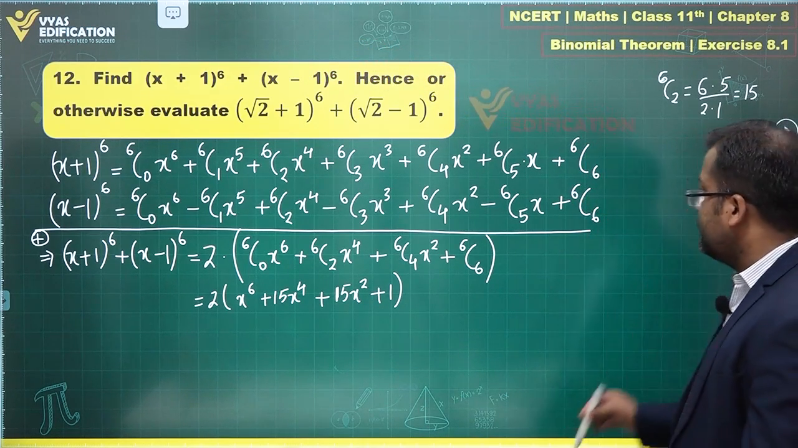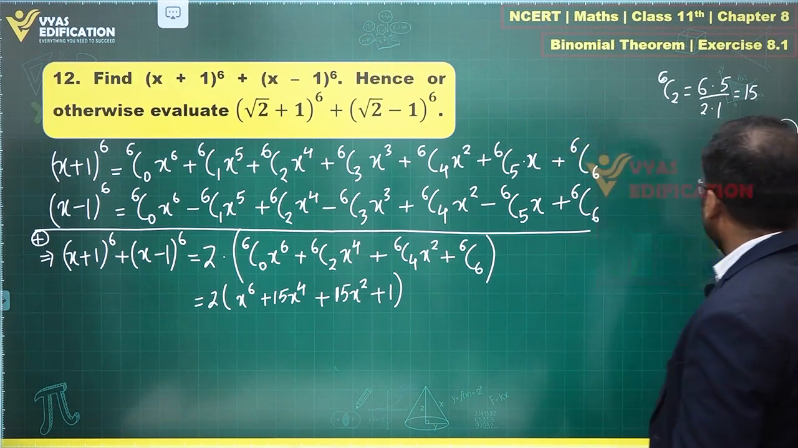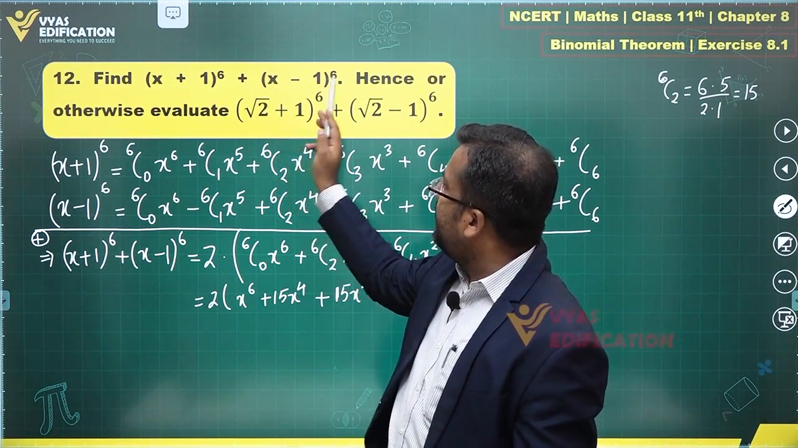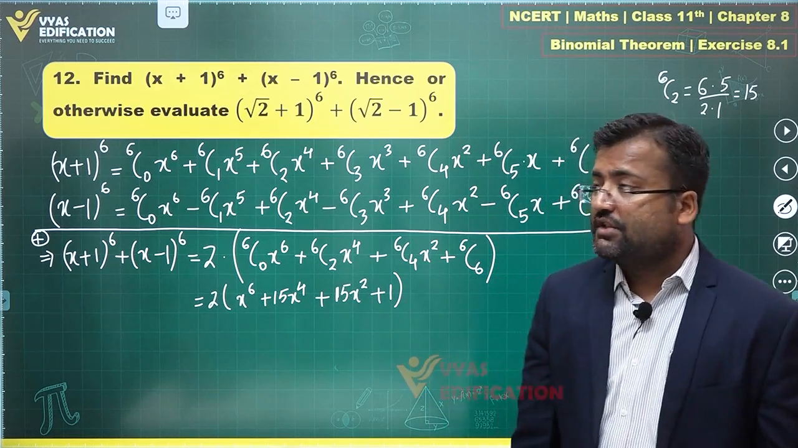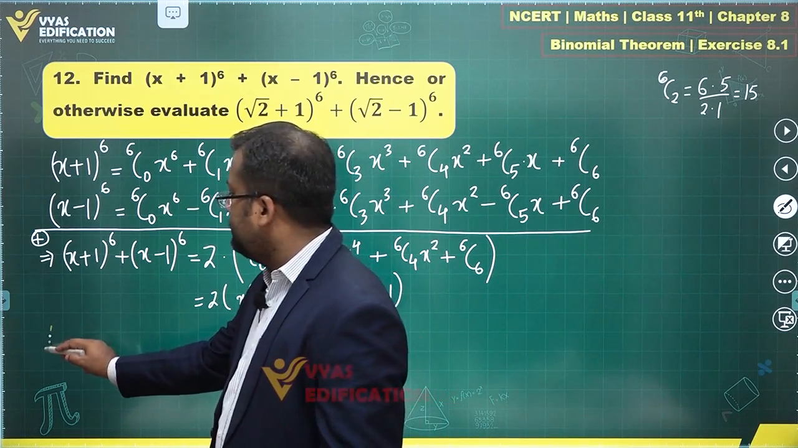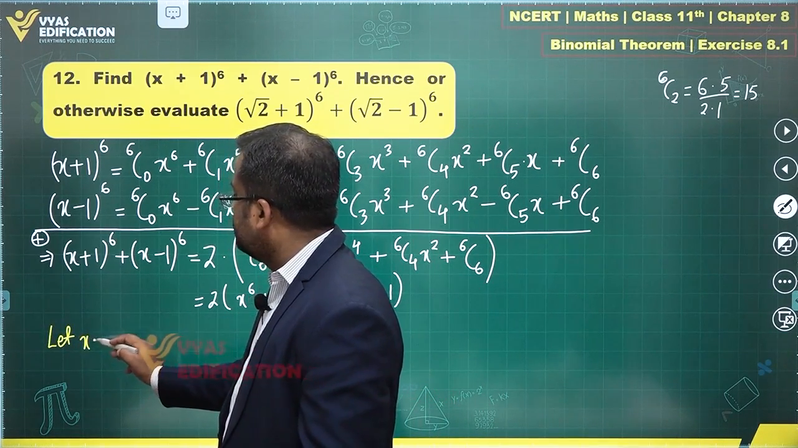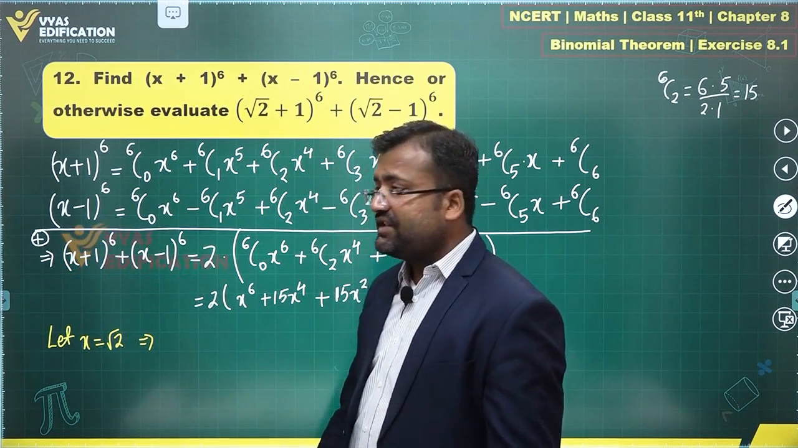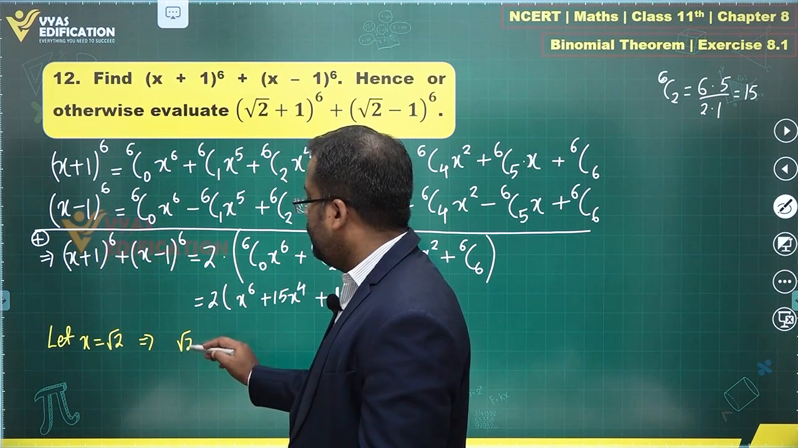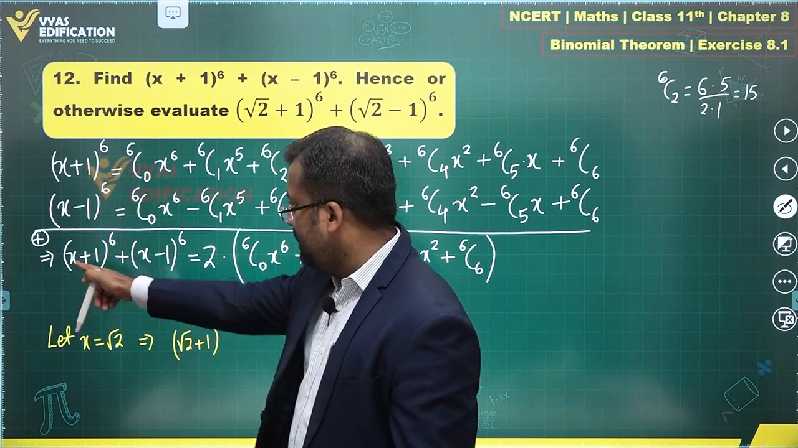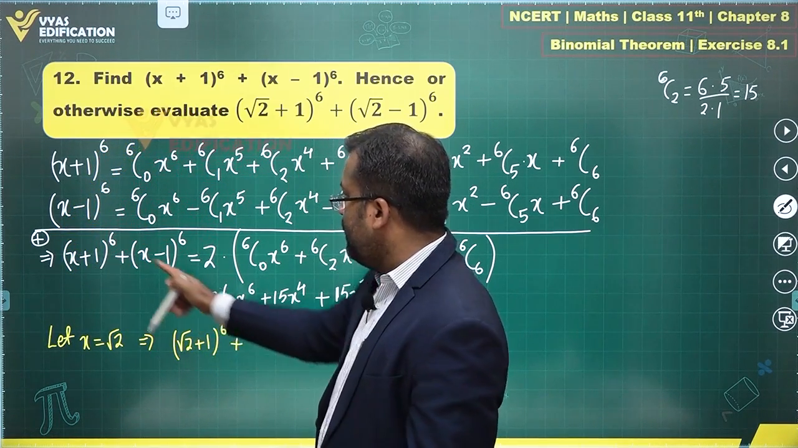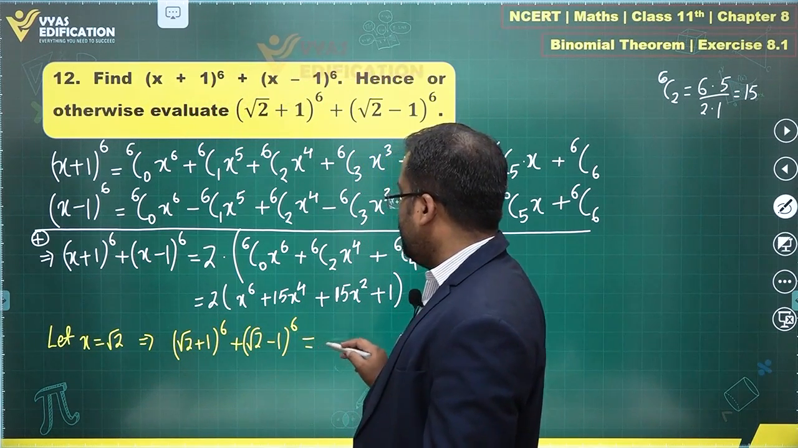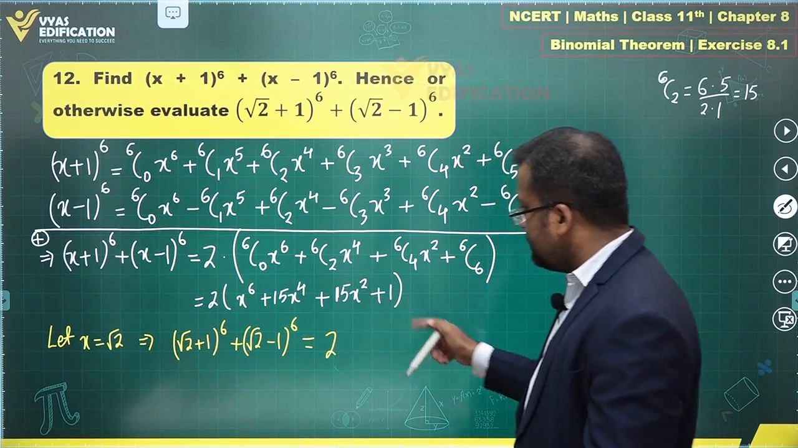There's another part to this question. What does that part say? That we're supposed to find the value of this expression. So you replace x by root 2 and you get this expression. So let x equal to root 2 imply root 2 plus 1 power 6 plus root 2 minus 1 power 6 is equal to twice of this expression.